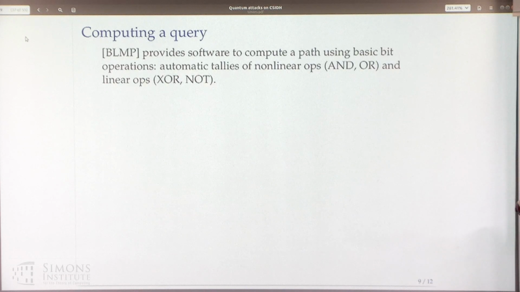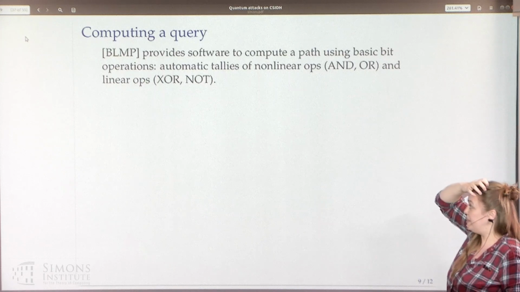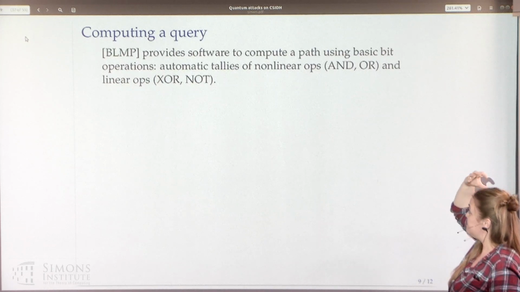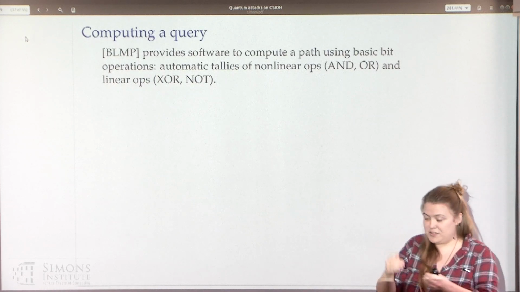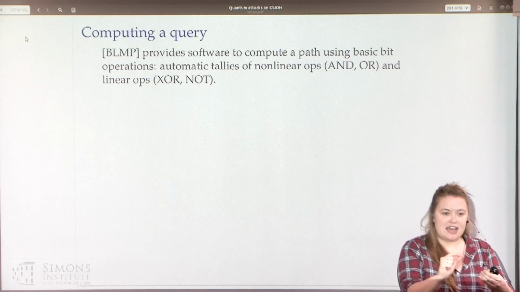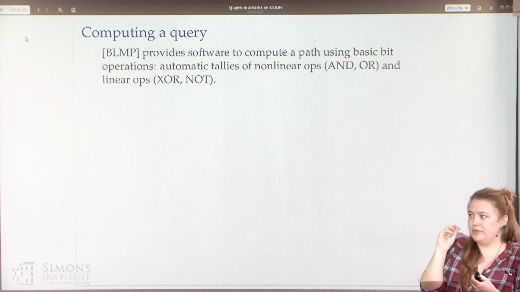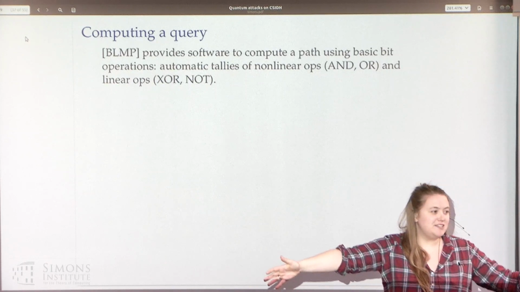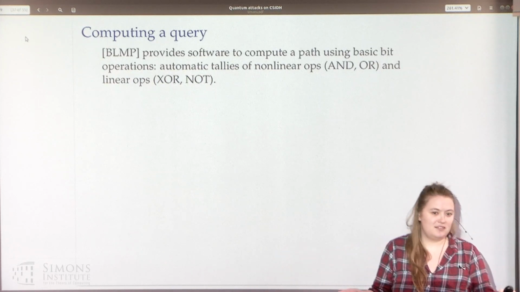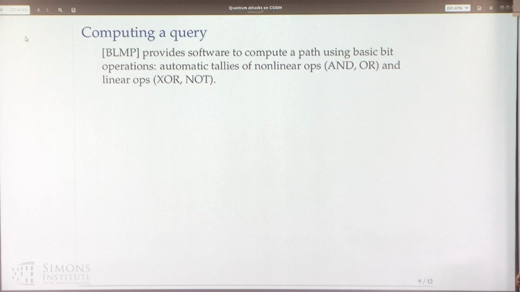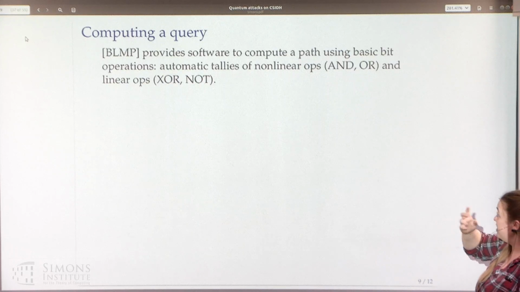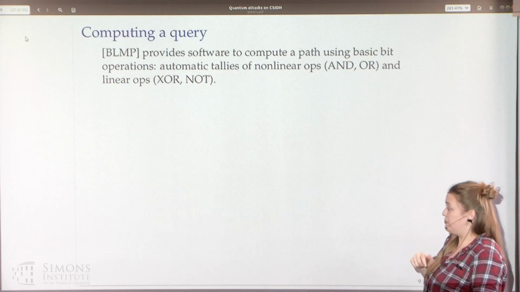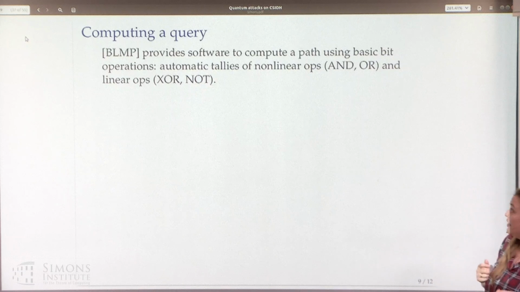So as I already said, this paper, along with this paper, there's a tool that provides software to compute a path using basic bit operations. So you really break down this elliptic curve arithmetic to compute isogenies into a list of bit operations that we understand how to implement quantumly. And then you just count automatic tallies of nonlinear operations and linear operations. Then what do we do?